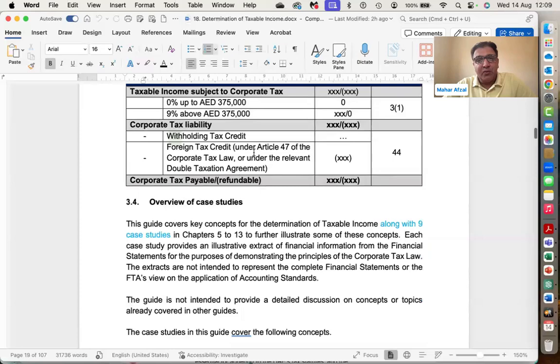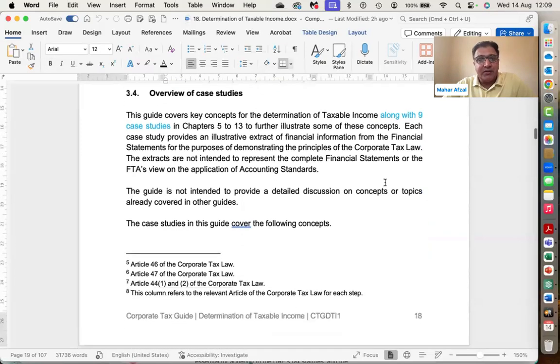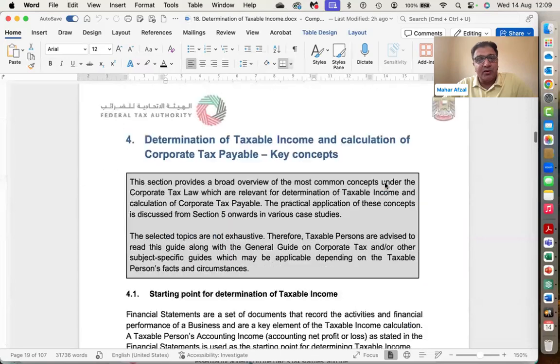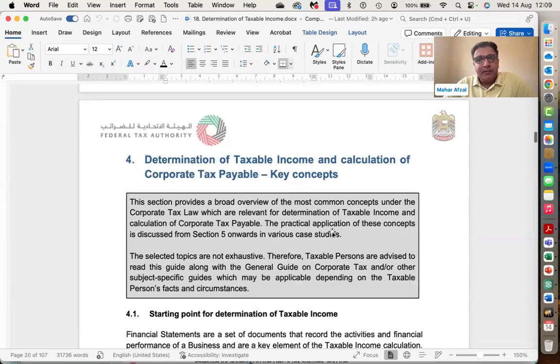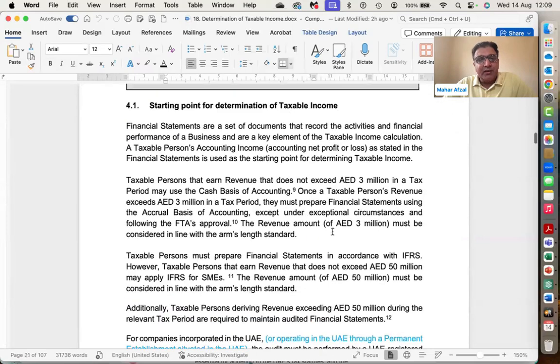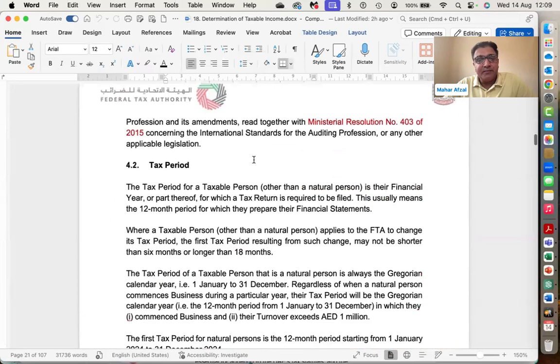The same thing they have given over here as well. Overview of the case studies, 9 case studies as we discussed. We'll be going through these case studies in detail. Determination of taxable income and calculation of taxable income. Key points: the starting point we have already discussed. What is the starting point? Starting point is accounting income.